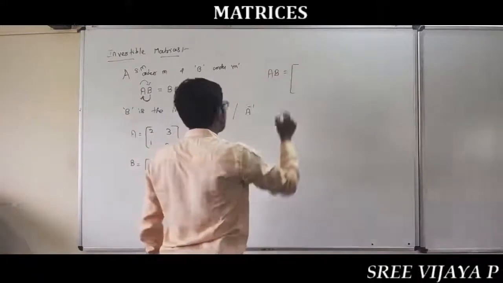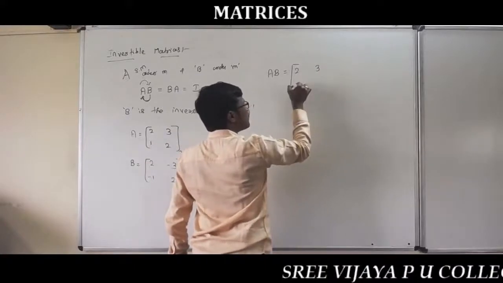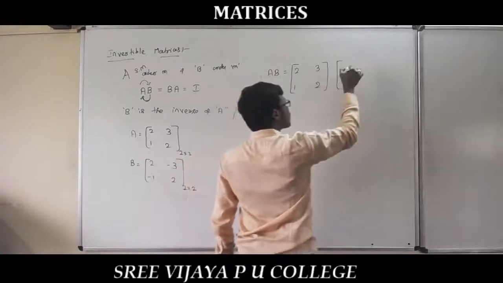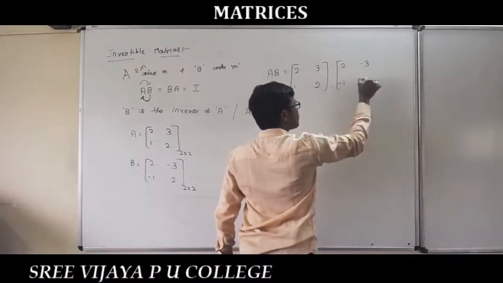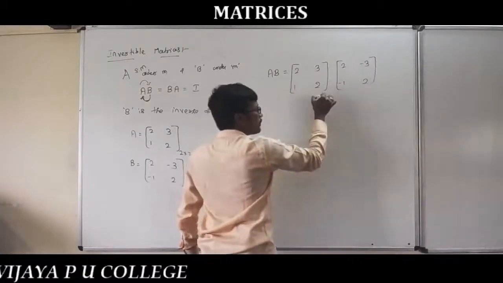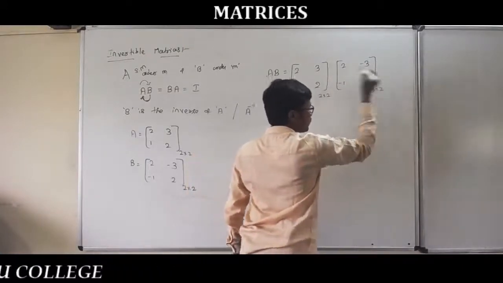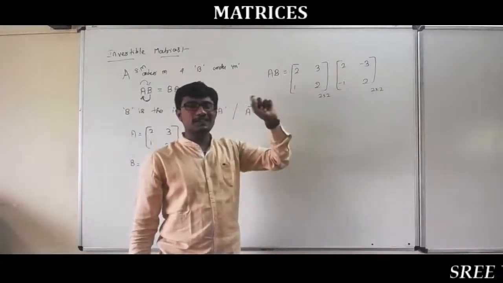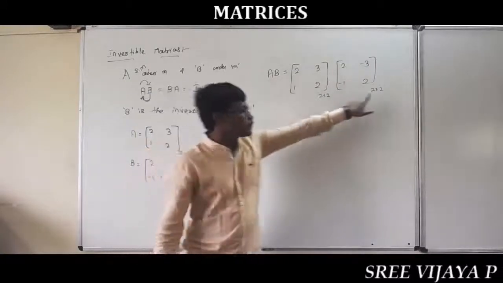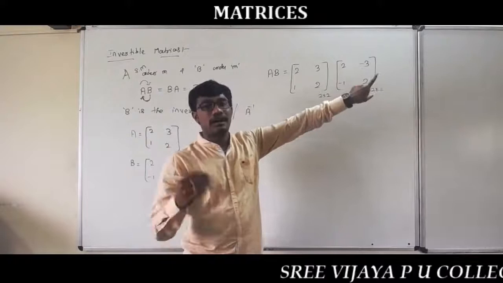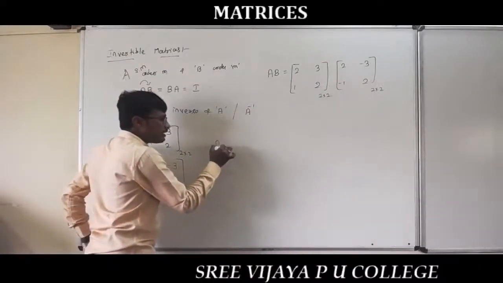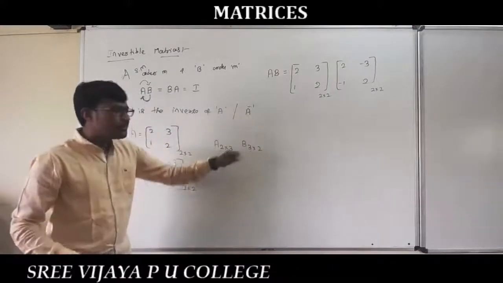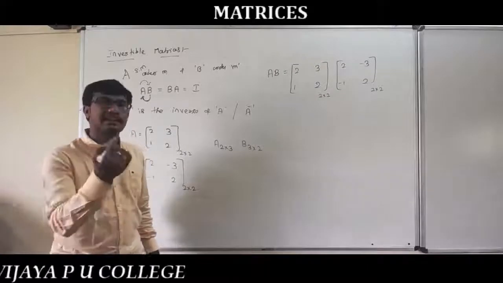So first matrix 2, 3, 1, 2, and second matrix B 2, minus 3, minus 1, 2. So this is 2 cross 2, this is also 2 cross 2. Any two square matrices of the same order, multiplication is always possible, whether it is 2 cross 2 or 3 cross 3. Or in case A is of order 2 cross 3, B is of order 3 cross 2, are A and B square matrices? No, they are not square, they are rectangular matrices.